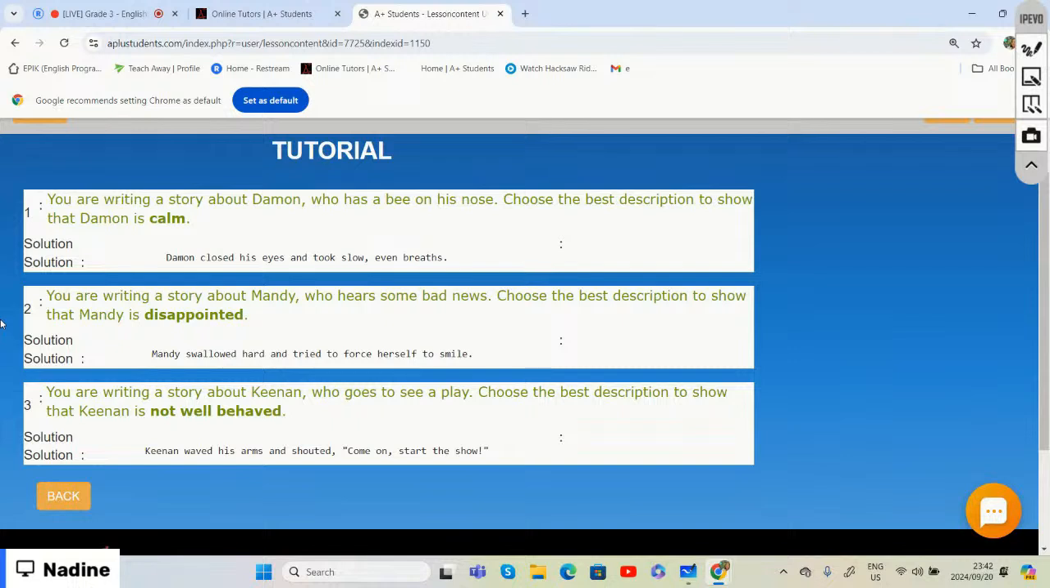All right, so here it says, you are writing a story about Damon, who has a bee on his nose. We need to choose the best description to show that he is calm.